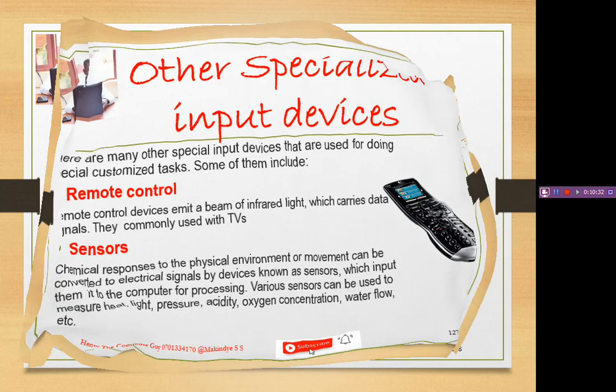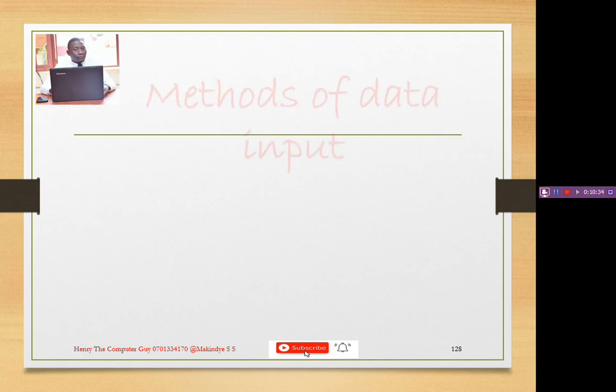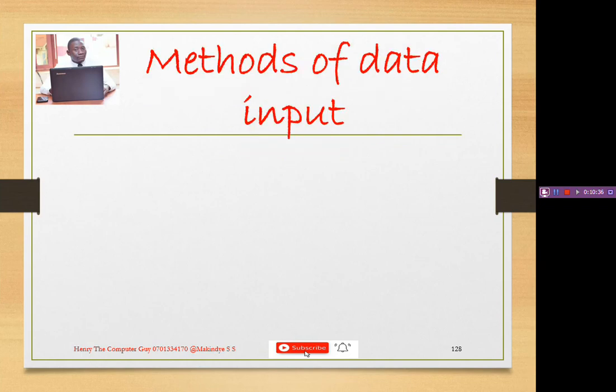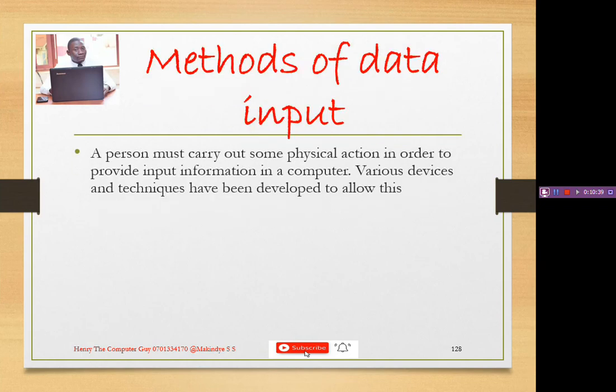So let's continue and talk about what we call the methods of data input. They're telling us that a person must carry out some form of action in order to provide input information into a computer. So you have to take action, or you have to take part as you're entering data into the computer. They're telling us that various devices and techniques have been developed to allow this. Are we together? So we continue.